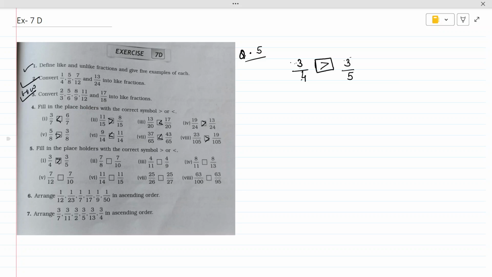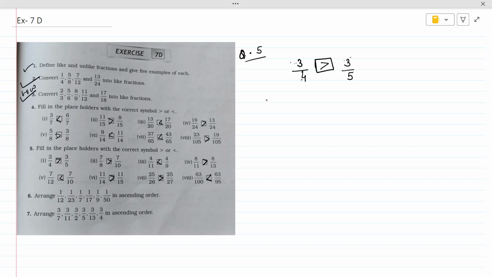I'm writing here. Here also the numerator is same, one is 7 by 8, one is 7 by 10. Numerator is same, so the number with the smaller denominator will be the bigger fraction. This is greater. Similarly, numerator is same, the number with the smaller denominator will be the bigger fraction. Same here, right? Here also numerator is same, 7 by 10 is greater. Numerator is same, 11 by 14 is greater. Numerator is same, this is 26. Numerator is same, 95 is greater.